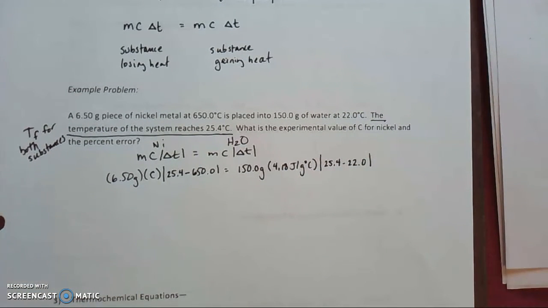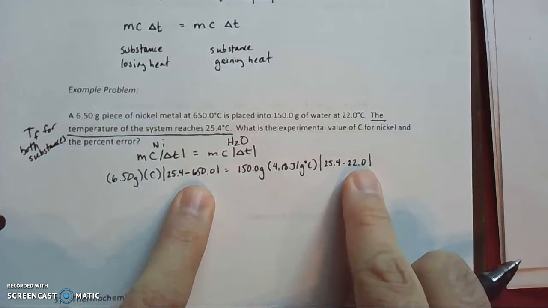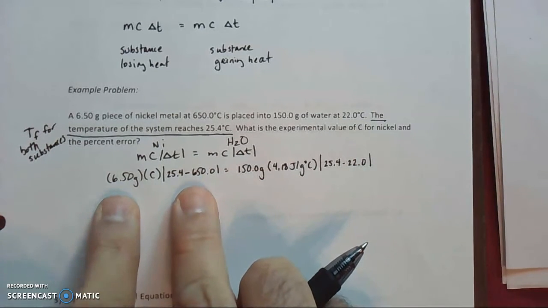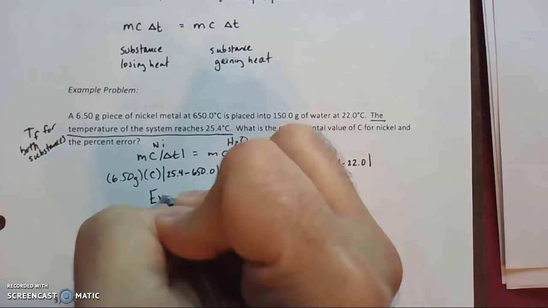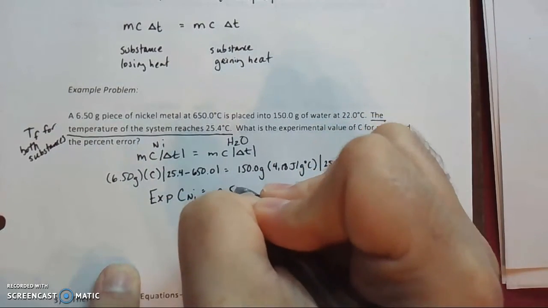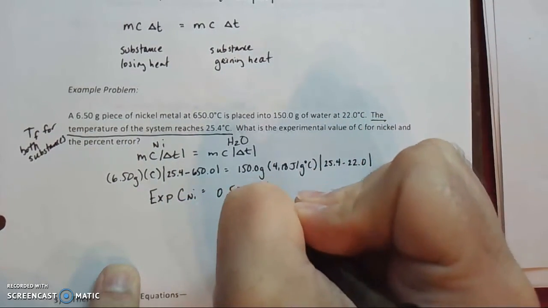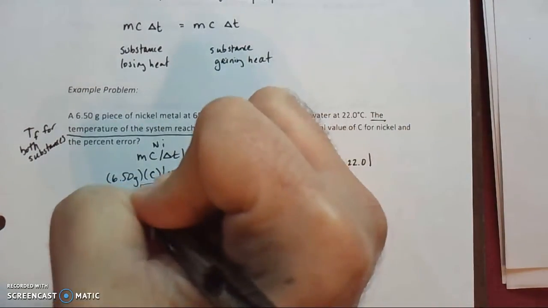So this is a little bit more complex of an algebra problem. You should be able to solve this for C. Do the absolute values, solve for this side, and divide by these values here. And you should get an experimental value for C for nickel equal to 0.525 joules per gram degree Celsius. So that's one of our answers.